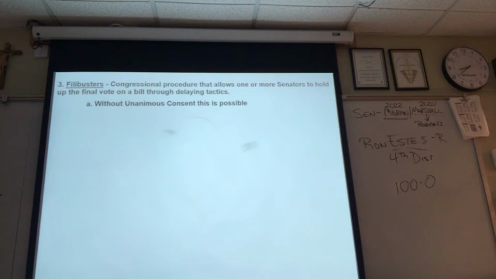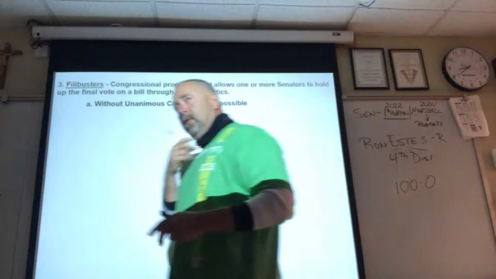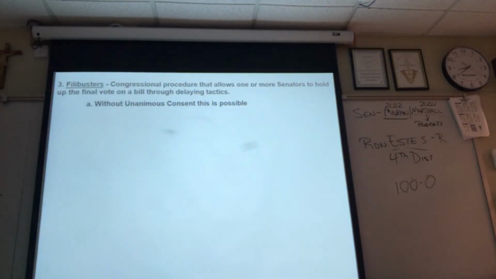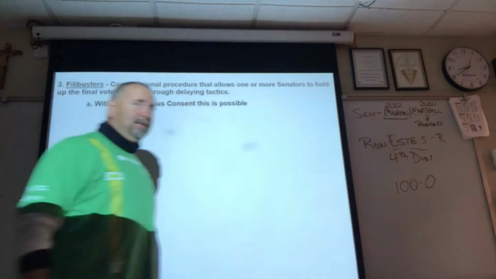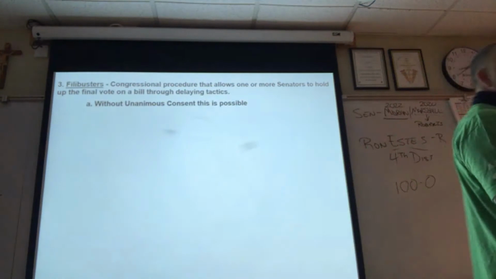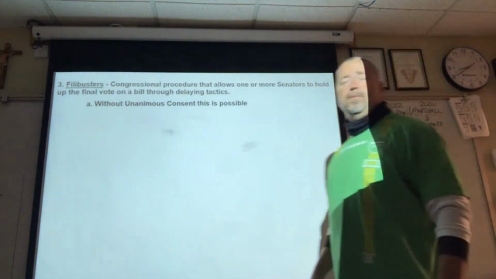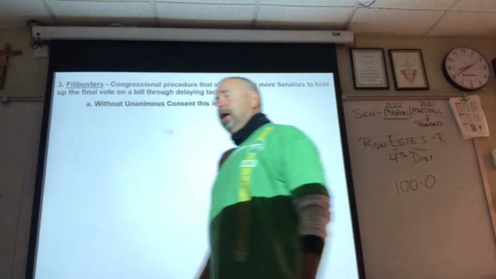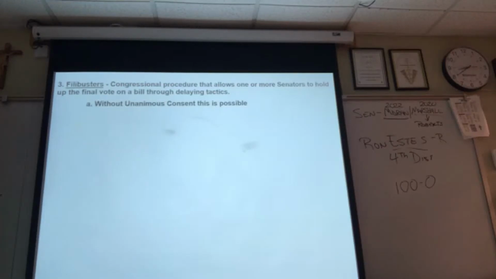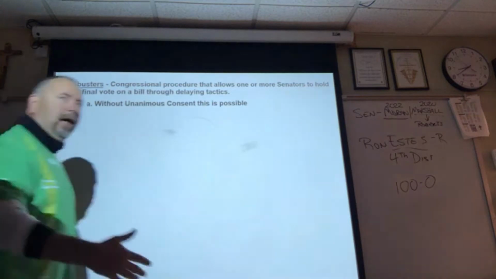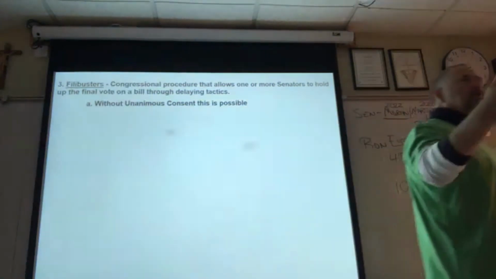The longest filibuster in American history by one senator was just over 24 hours. Remember that old guy I showed you, Strom Thurmond, that lived till 100? He filibustered the 1964 Civil Rights Act by himself for just over 24 hours. You have to be recognized, and you have to stand and you have to talk. If you stop talking or take a break, you lose the floor.